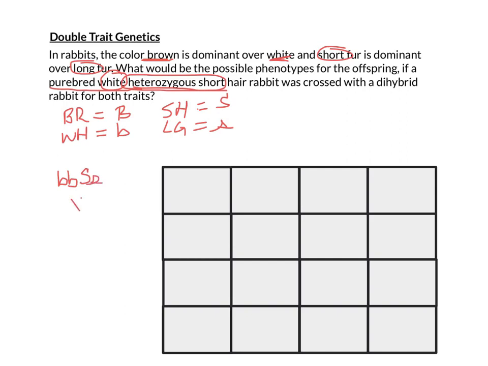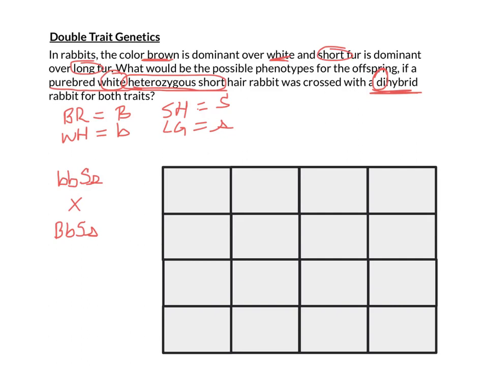This is crossed with a rabbit that is dihybrid for both traits, where di is referring to the two traits and hybrid means heterozygous. So that means big B, little b, big S, little s.